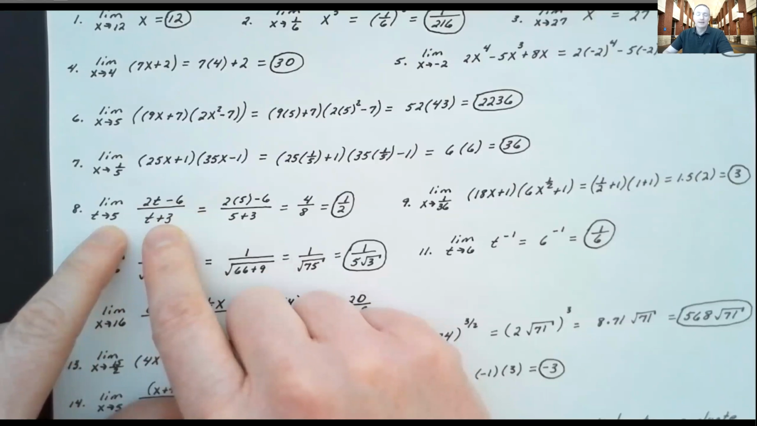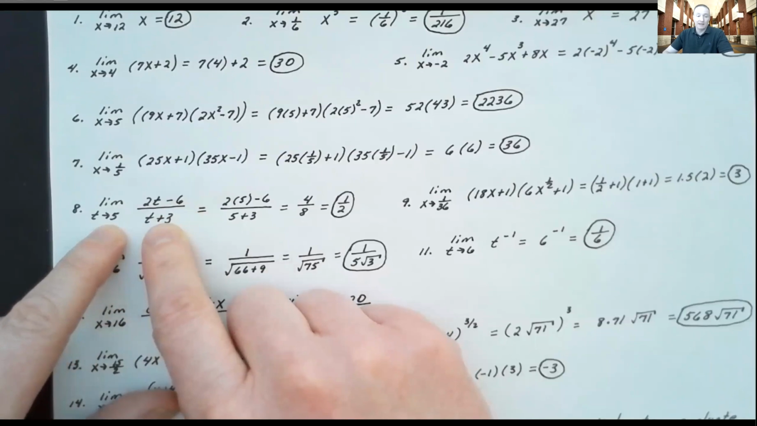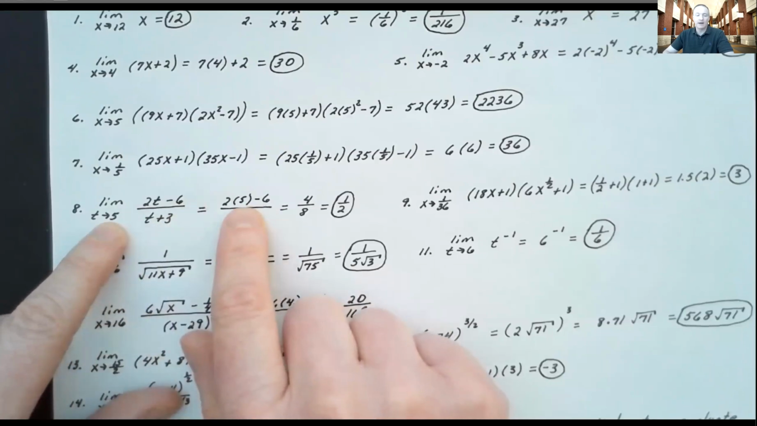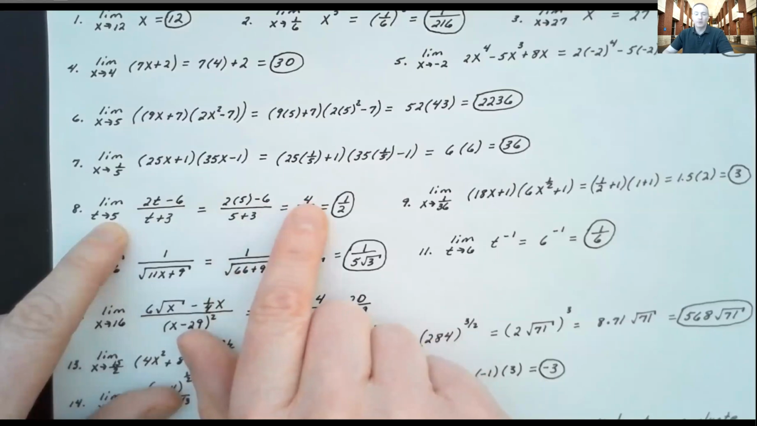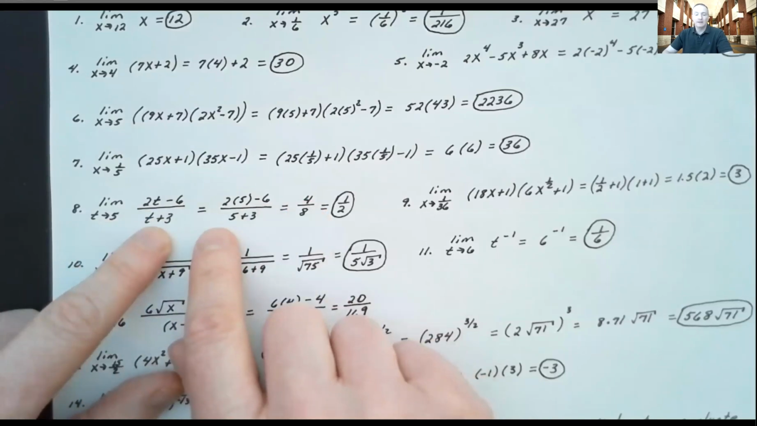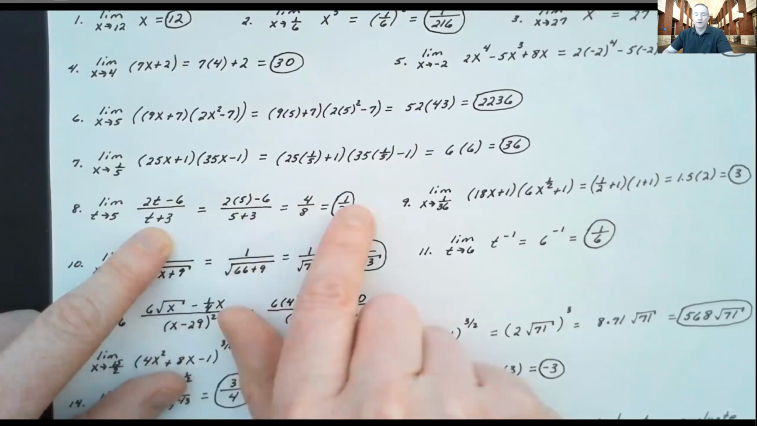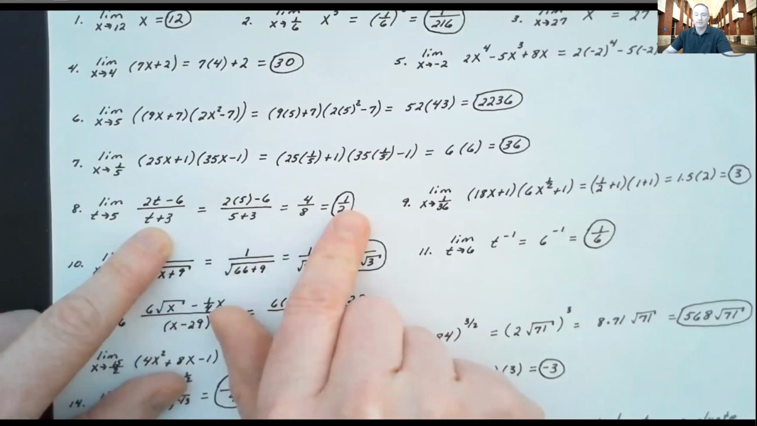You'd have to either solve it numerically or graphically or possibly algebraically. But in this case, it's not approaching -3, it's approaching 5. This function exists no problem at 5. I just plug the 5 in. 10 minus 6 in the numerator gives me a 4. When I plug the 5 in the denominator, I get an 8. 4 over 8, we know, reduces to 1/2.